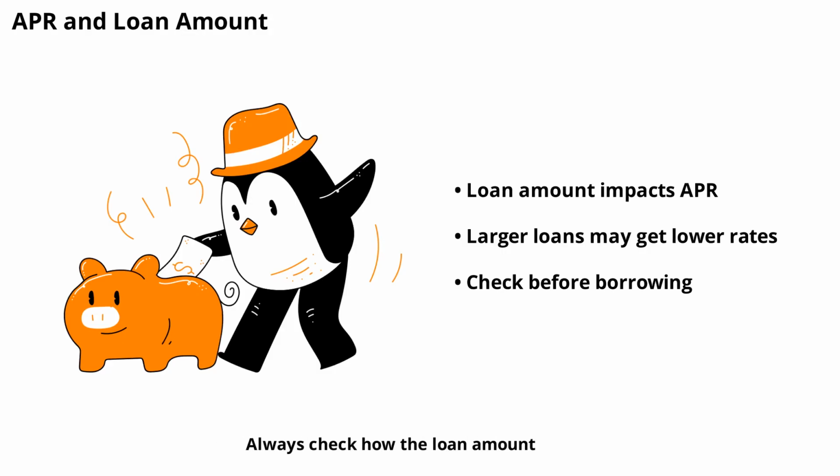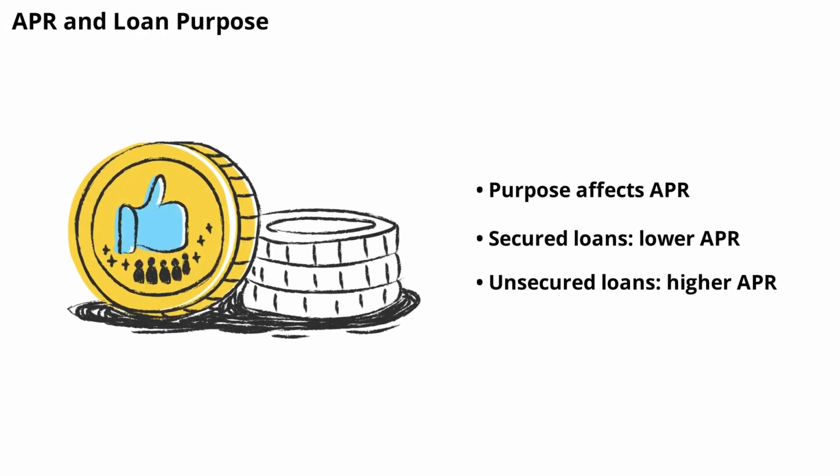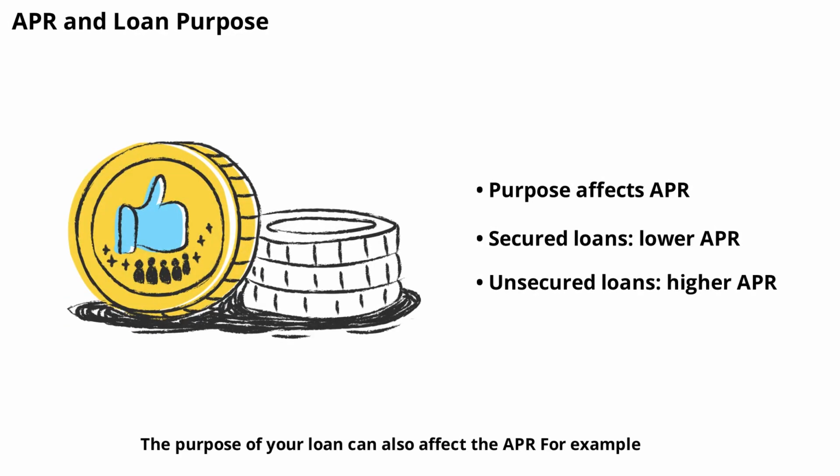Always check how the loan amount affects the APR before making a decision. The purpose of your loan can also affect the APR. For example, unsecured personal loans often have higher APRs than secured loans like mortgages or auto loans. Lenders assess risk differently depending on how you plan to use the money.